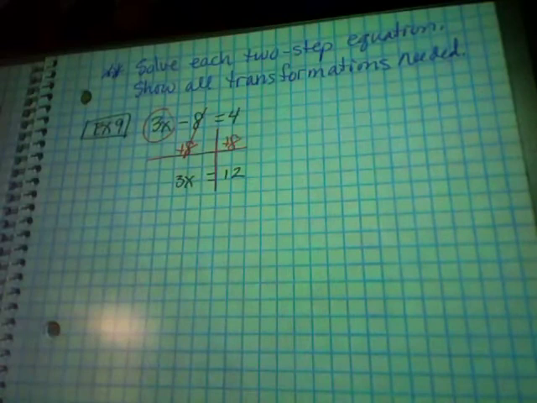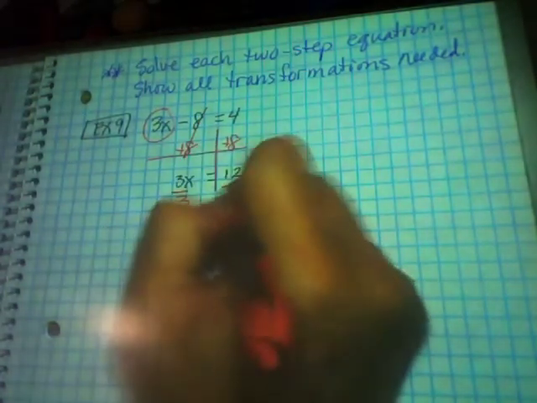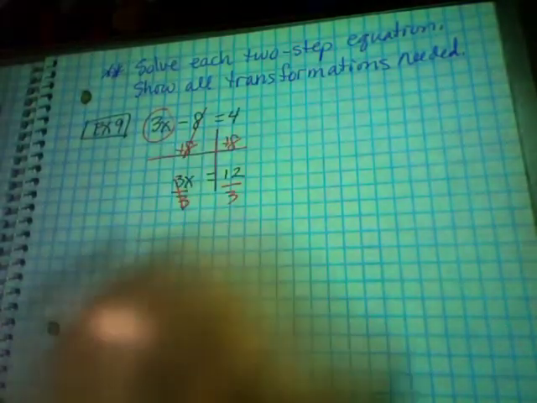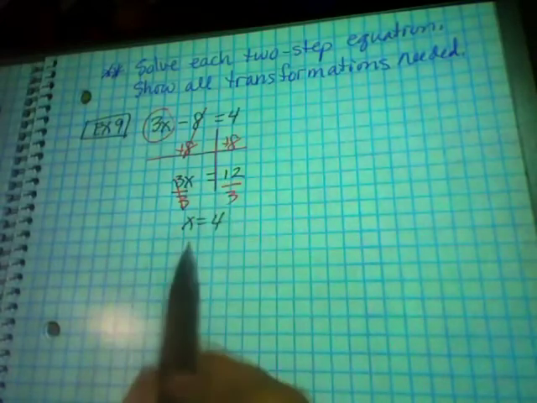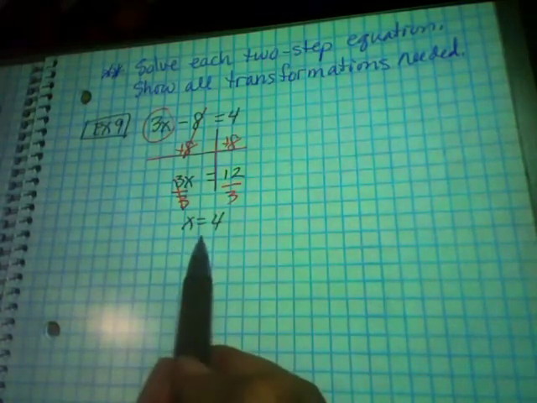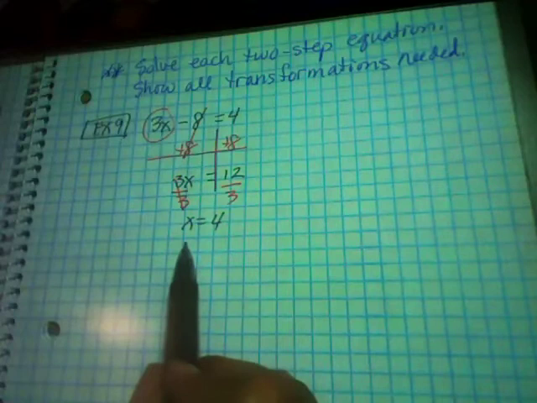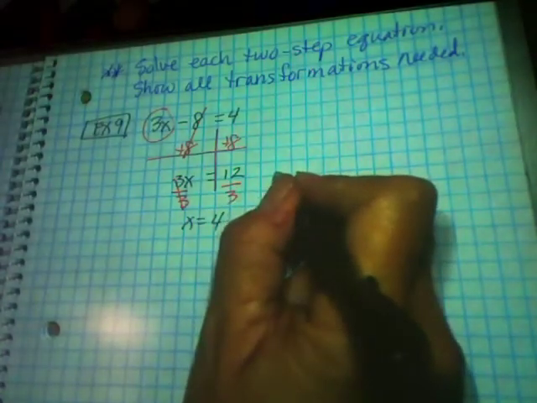Now what do you do? Easy, right? Divide by 3. And what does x equal? I have to see you finish it. X equals 4. That'll be one of your points. If you don't finish it, you're going to lose points. So don't be lazy and just say equals 4 off to the side.